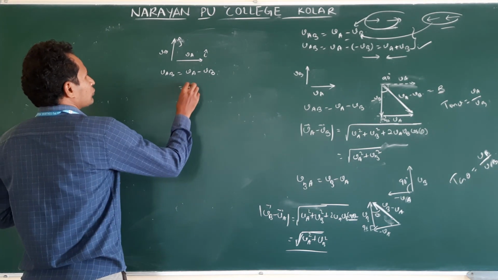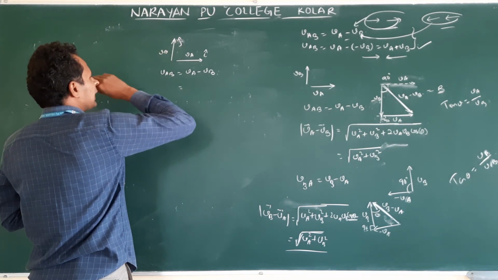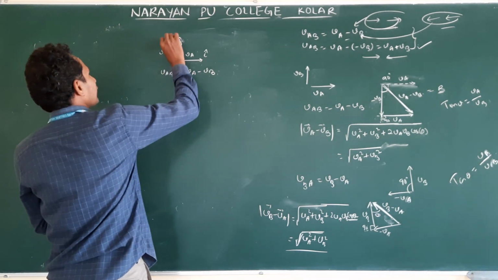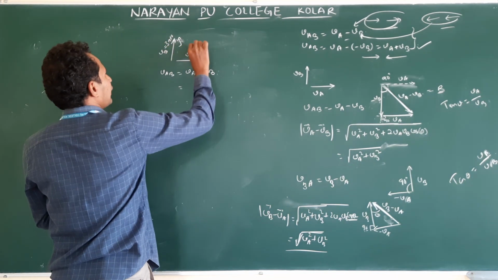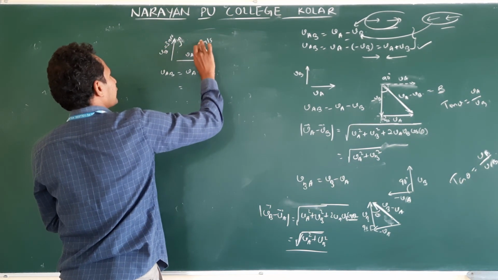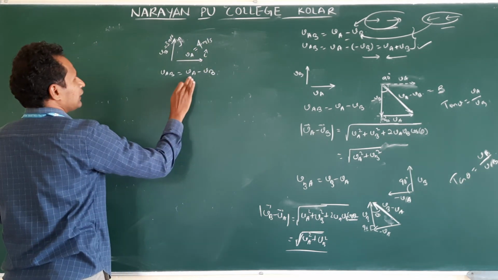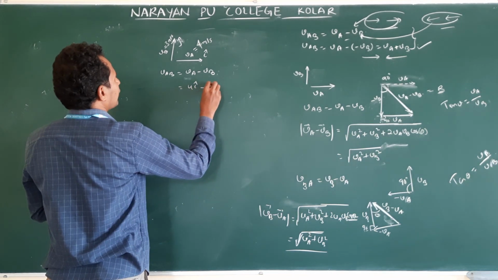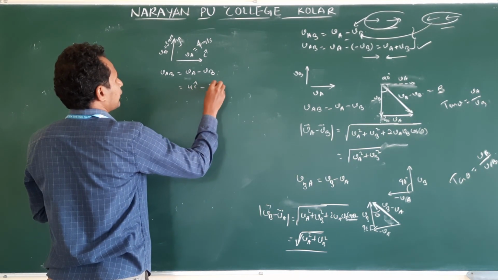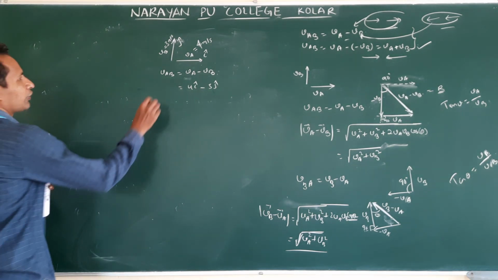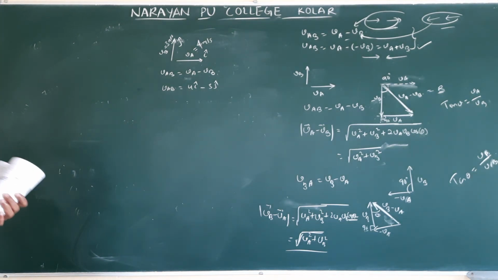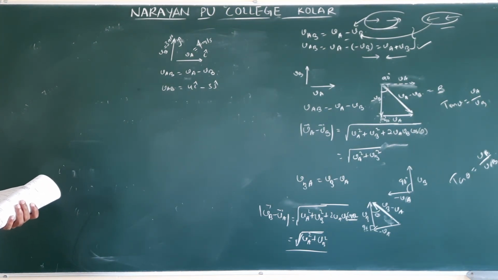So, suppose we have values. Let us say this value is 3 meter per second they have given, and VA 4 meter per second. Then how do we write? VA, 4 i cap minus VB, 3 j cap. This is VAB. Clear? Am I correct or not? Yes. 4i minus 3j meter per second.